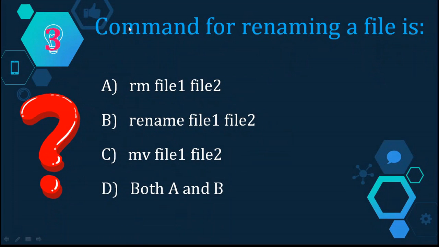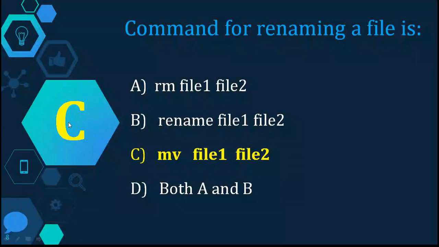Now coming to the third question. Command for renaming a file is: Option A, rn space file1 space file2. Option B, rename space file1 space file2. Option C, mv space file1 space file2. Option D, both A and B. So the answer is option C. Now let's see how it is justified.